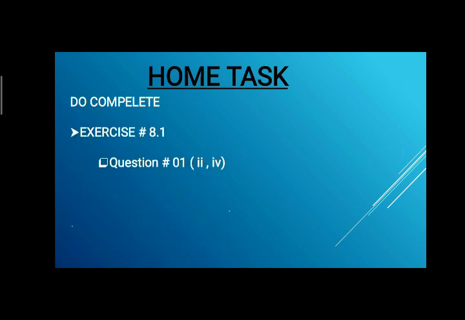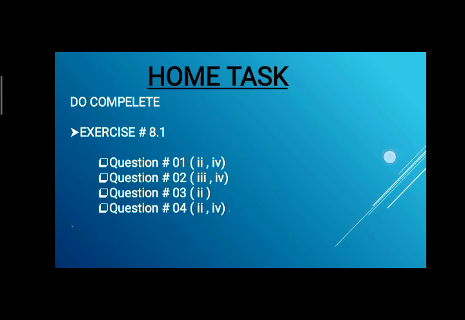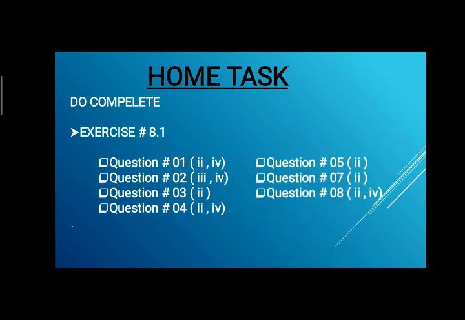Hopefully you all understand. Now we move forward to our home task, that is exercise 8.1. Question number 1, part 2 and part 4. Question number 2, part 3 and part 4. Question number 3, part 2. Question number 4, part 2 and part 4. Question number 5, part 2. Question number 7, part 2. And question number 8, part 2 and part 4. All these questions you have to do in your fair copy and also in your rough copy for better understanding. Okay students, all these questions are included. So you have to do all these questions in your fair copy.